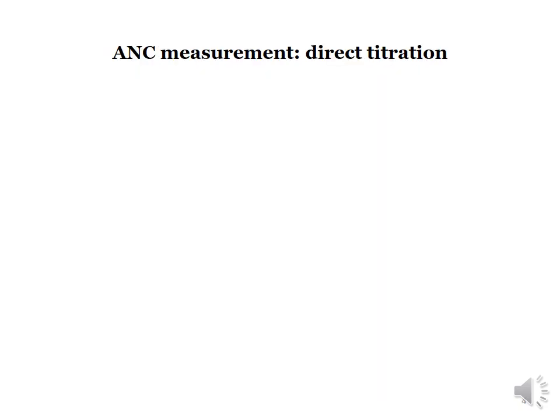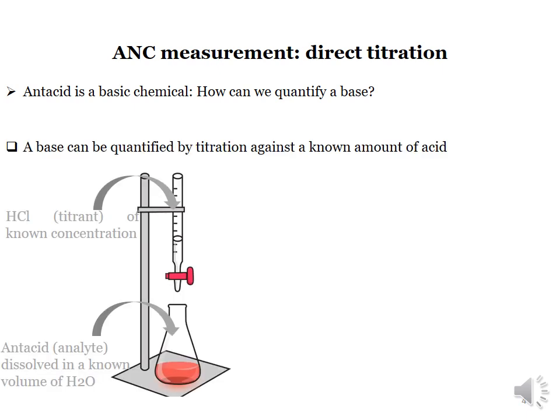So how can we measure the acid neutralizing capacity of an antacid? Can we use a direct titration? This question, we will try to answer during the current and the coming slide. We all know that an antacid has a basic chemical nature. So how can we quantify a base? Simply by titrating this base against an acid of a known concentration. Yes, this is one of the basic knowledge in an acid-base chemistry lab.